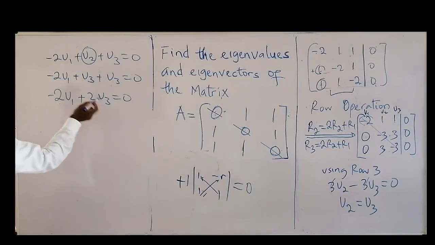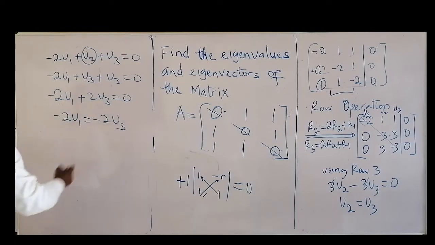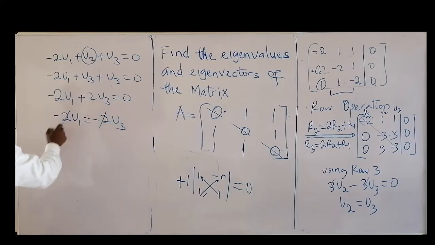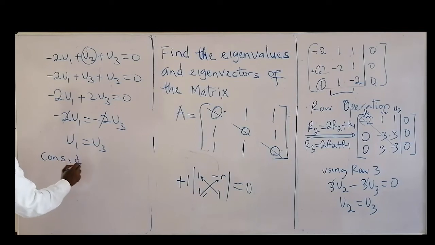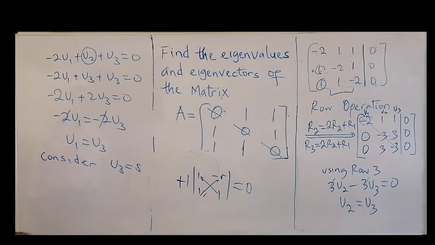Then we can move this one to the other side. So we have minus 2U1 equal to minus 2U3. So minus 2 we cancel. U1 is equal to U3. So what we just do is consider U3 to be X.